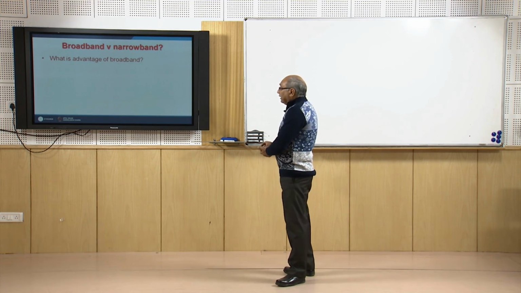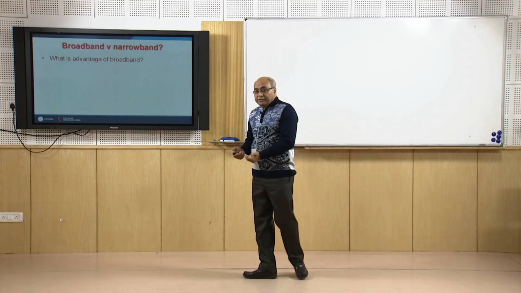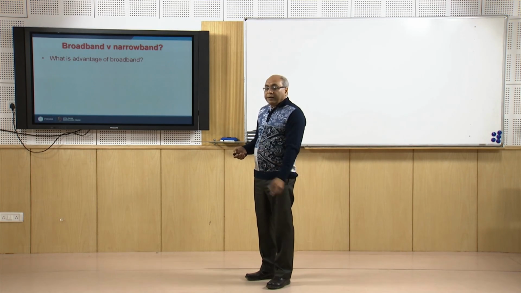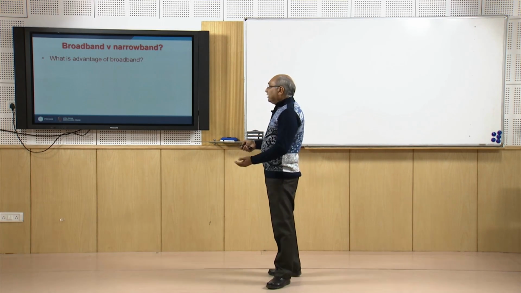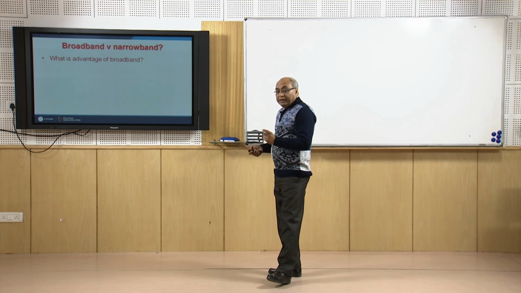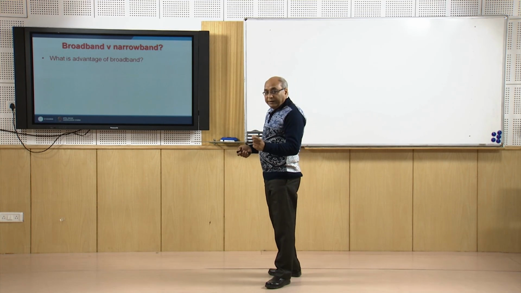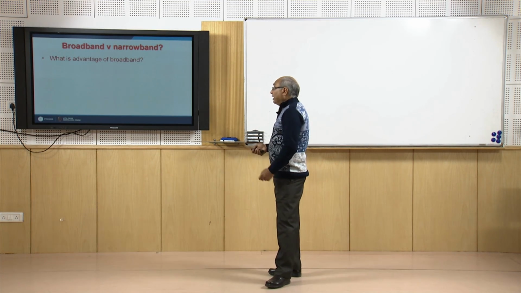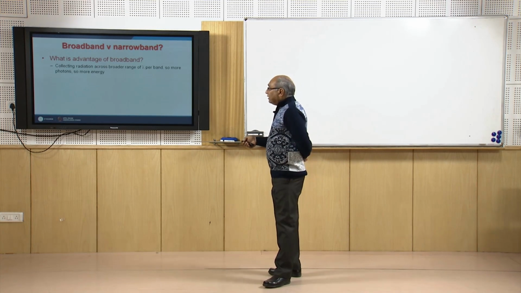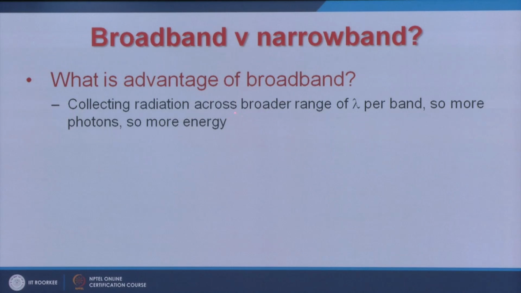And now broadband is mainly common nowadays only in panchromatic, but even in the Landsat 8 OLI series this has been reduced, because people realized that there is always an advantage of having narrower bands rather than broadband. So if we have broadband data, what is the advantage? Collecting radiation across a broader range of lambda per band of the EM spectrum means more photons and so more energy.